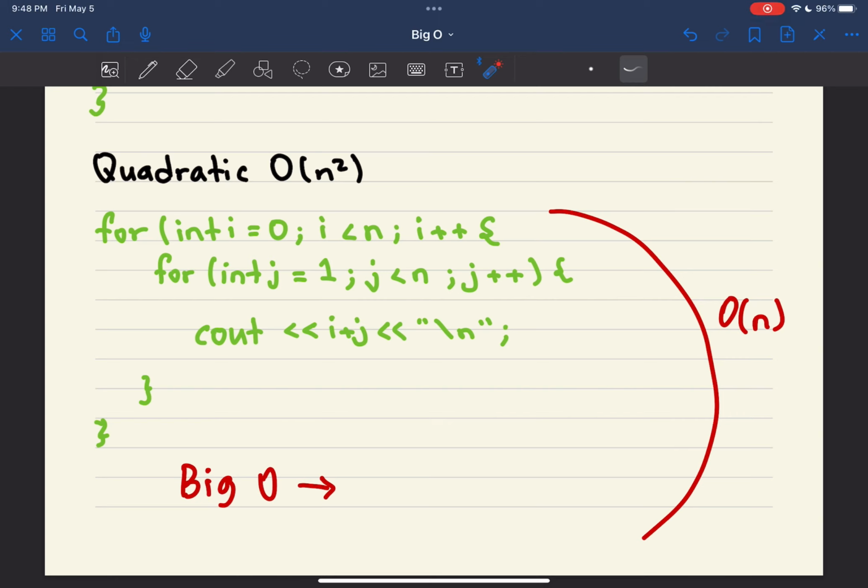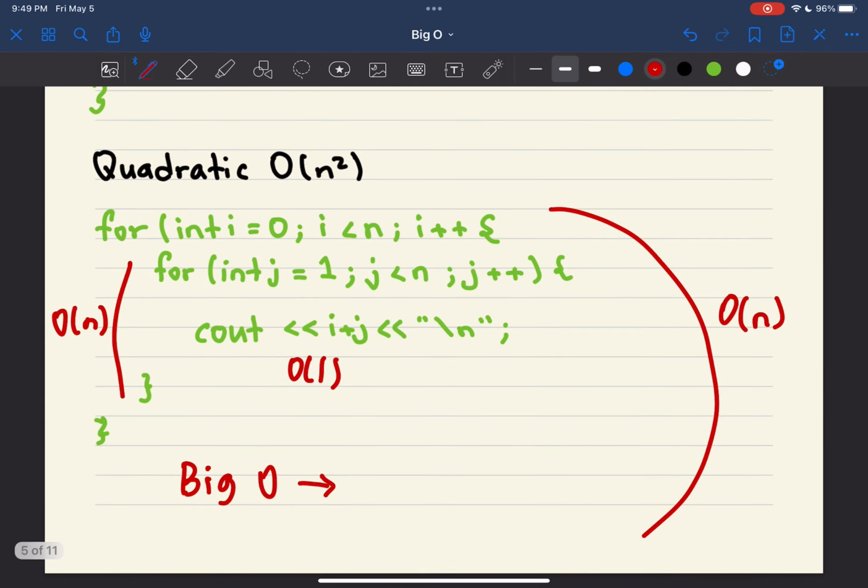Then we have another for loop, which also has a time complexity of O of n. And finally, this print statement here in C++ is running at a constant time, since it does not depend on the input size n.